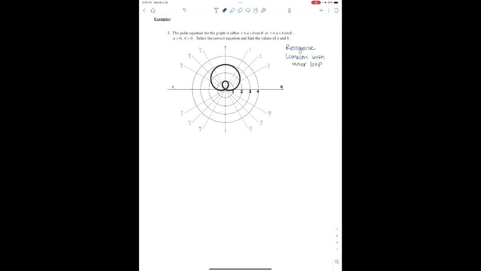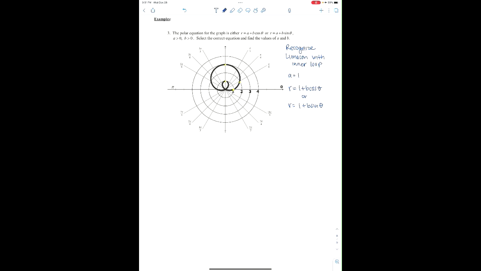Some of the points that I see are a 1. Let me get a brighter color. I see a 1 going on, I see a 1 here, I see a 2 here, and up here I see a 3. So those are some important points that I see, and this tells me that my a is 1. So it's either going to be r equals 1 plus b cosine theta or r equals 1 plus b sine theta.